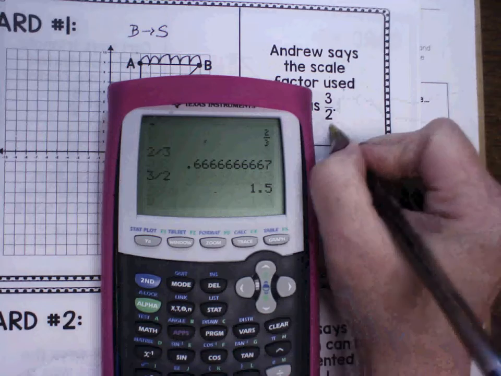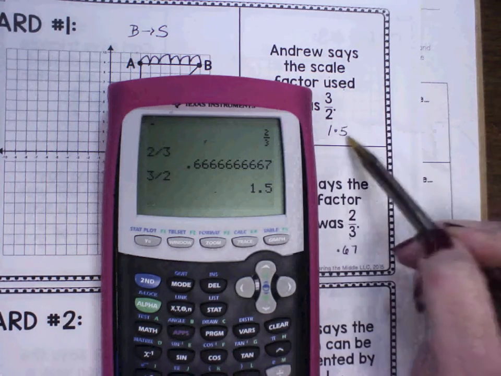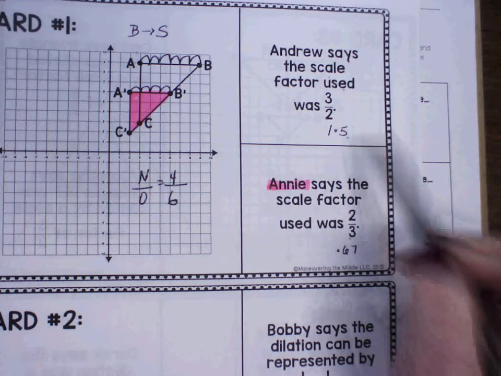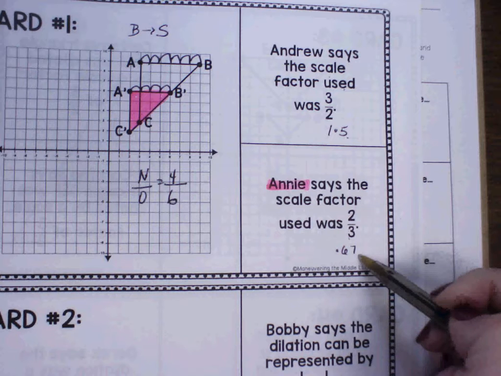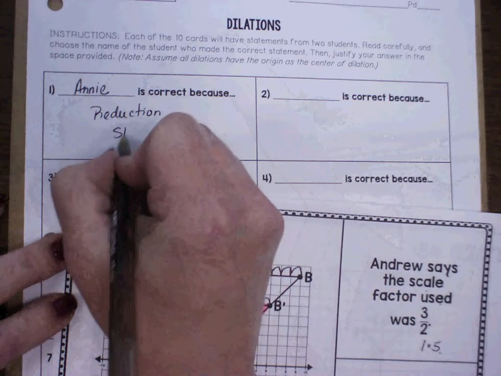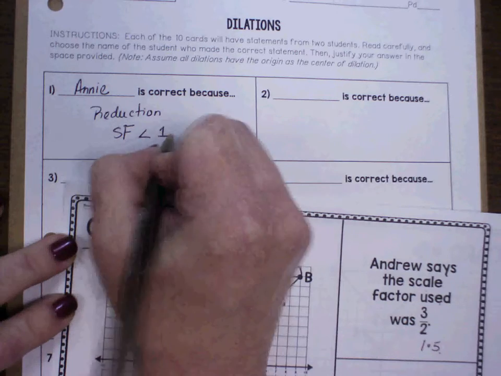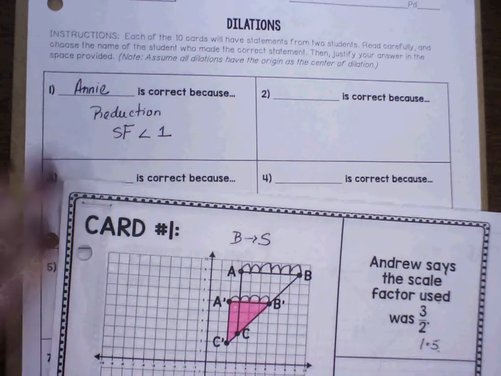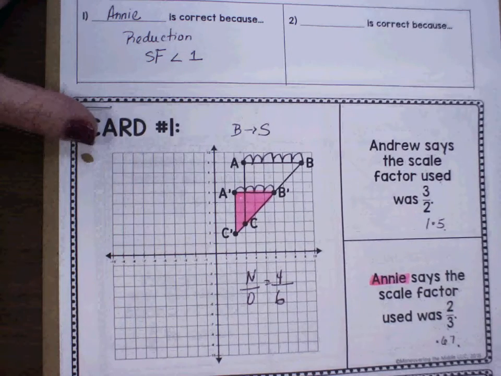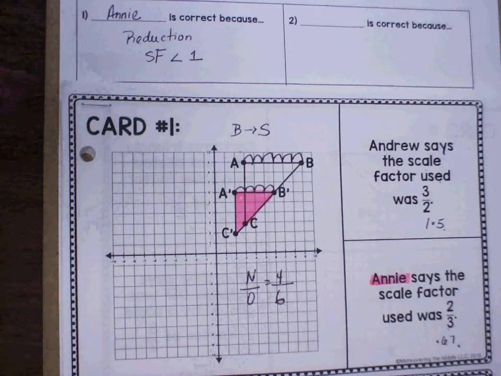Can you divide 2 by 3? What is that? 2/3. 0.66666666, right? I'm going to round it to 0.67. What is 3 divided by 2? 1.5. That's not a reduction. What is this? Enlargement, right? You're going to make it bigger, but in here you're going to make it smaller. So that's why she's right, because it's a reduction, and the scale factor has to be less than 1. All right, let's go to card 2.